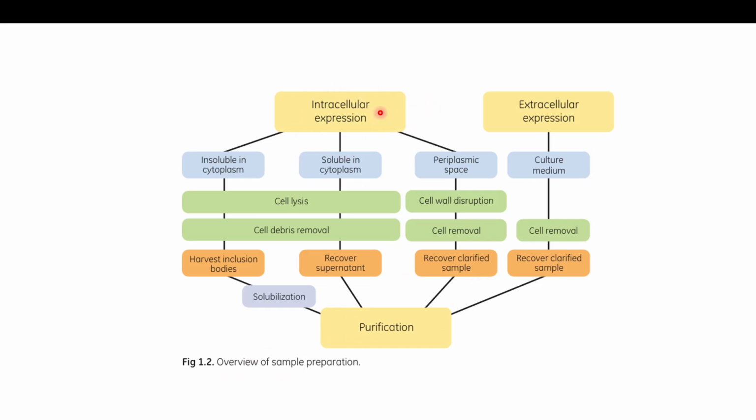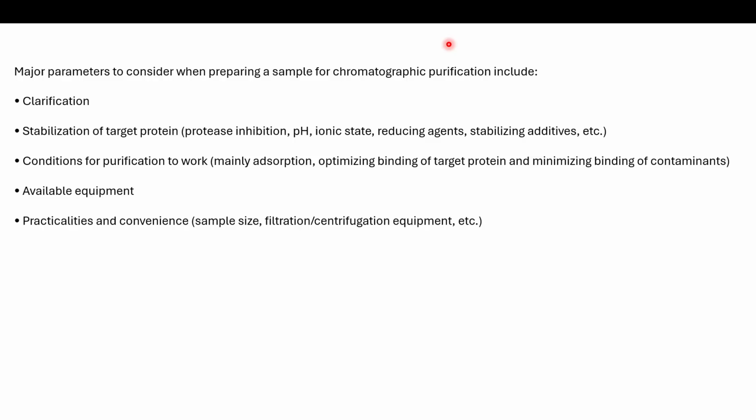Okay. So, an overview of sample preparation. If you wish to have intracellular expression or extracellular expression, for intracellular expression, the protein may be insoluble in the cytoplasm, soluble in the cytoplasm, or you may wish to purify a protein which is in the periplasmic space. You first have to disrupt the cell wall and then remove the cell debris. Okay. And then recover the clarified sample and move forward with the downstream process. This is just an overview of all the purification and clarifying steps we have been talking about, a kind of flow chart, summarizing the different steps.